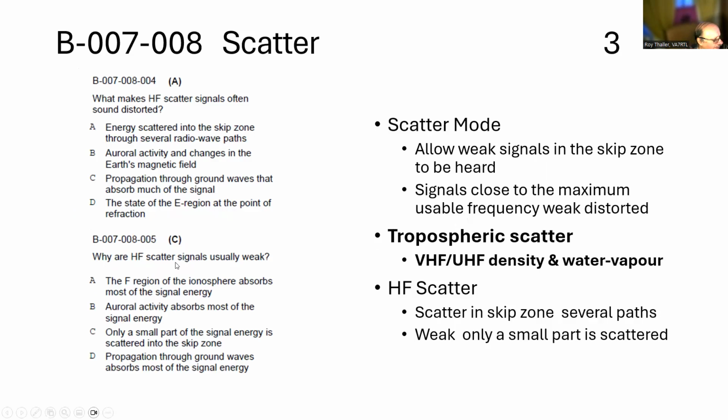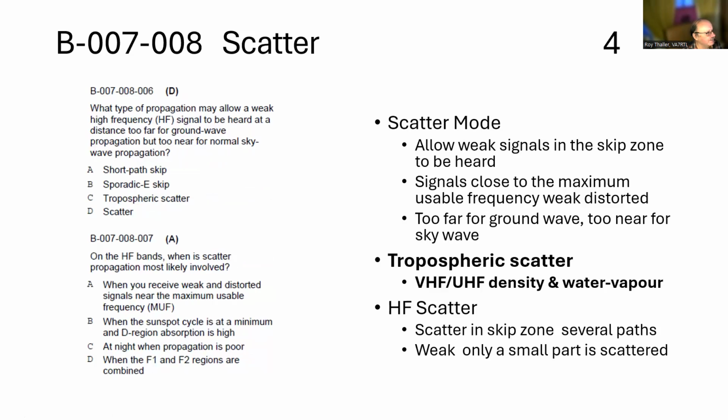Why are HF scatter signals usually weak? And that's because only a small part of the signal energy is scattered into the skip zone. So C is the correct answer. What type of propagation may allow a weak high frequency HF signal to be heard at a distance too far for ground wave propagation, but too near for normal skywave propagation? So again, you're somewhere in the skip zone area, but you're picking up something, and that's because of scatter. You're getting the signal scattered back.